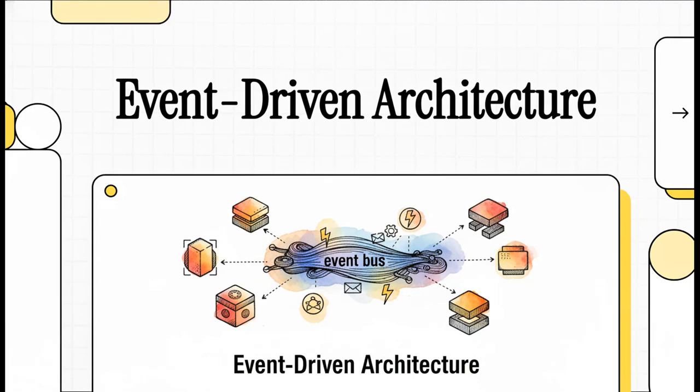Welcome to The Explainer. Today, we are diving deep into one of the most powerful and, let's be honest, sometimes confusing patterns in modern software: event-driven architecture. It's the secret sauce behind a lot of highly scalable and super responsive applications. So let's get into it.